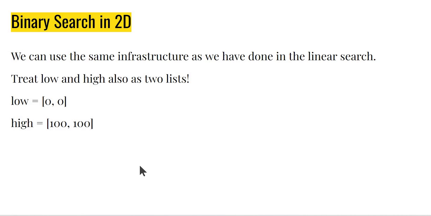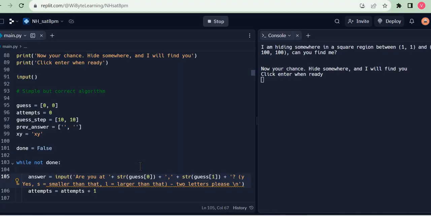We have already done this for the linear search. We will use the same infrastructure with very little changes, and this becomes a binary search. That's the attractive part about this, because the code is already in a very compact form. Now, what I'm going to do is use two lists.